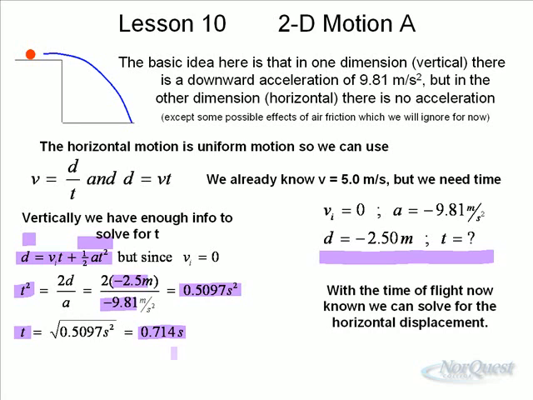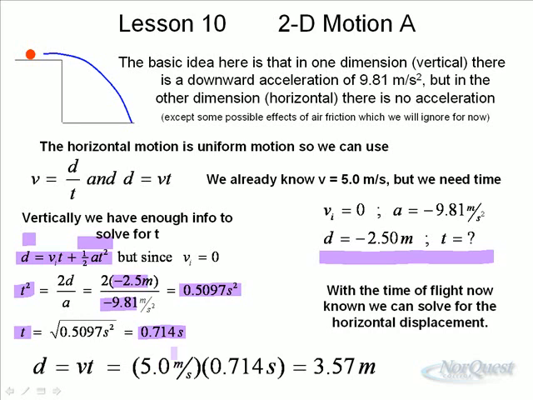So with the time of flight now known, we can solve for the horizontal displacement. And remember that d is equal to v times t. The velocity is 5 meters per second. The time is 0.714 seconds. That's the time of flight, or the hang time if you like. And you get a horizontal distance of 3.57 meters. That's an excellent kind of question, and that's the type you'll see quite a bit of in this course, and of course even in Physics 30 you might run into a question like this. And we'll look at the other 2 types of motion in the following lessons.